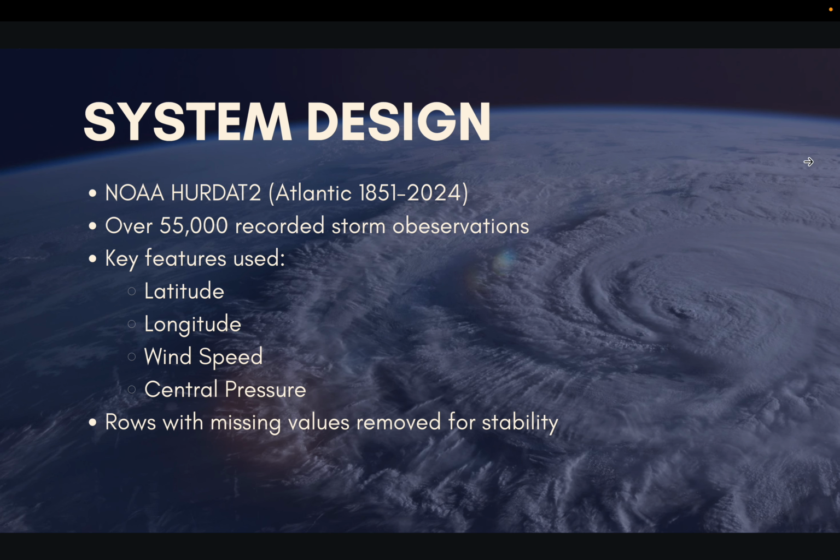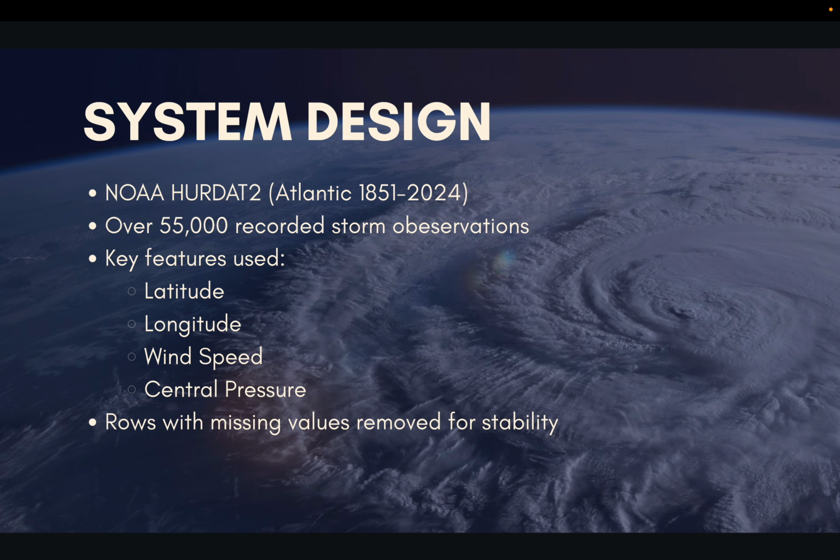And now we're moving on to our system design. We use the NOAA Atlantic HURDAT2 dataset. It's stated up here, and includes hurricane observations from 1851 through 2024. Each storm is identified by an ID and a name, and every 6 hours there's an entry that includes the latitude and longitude of the storm center, the maximum sustained wind speed, and the central pressure when it's available.